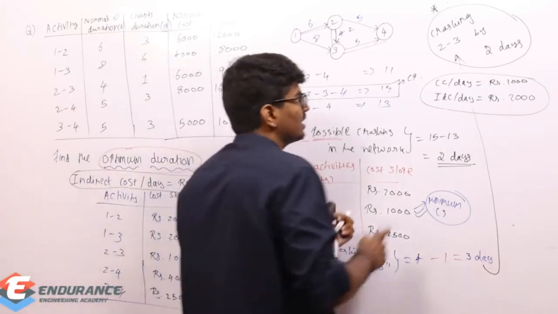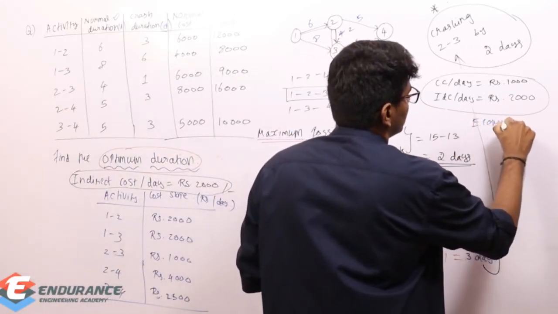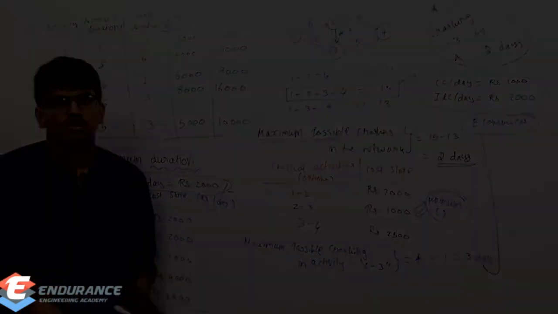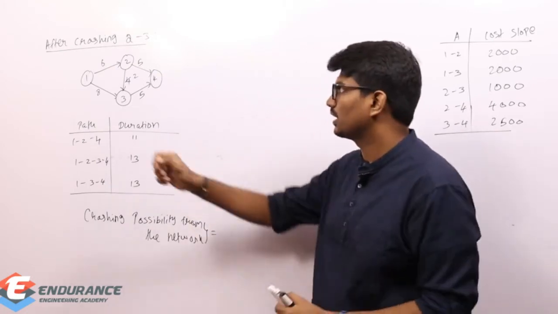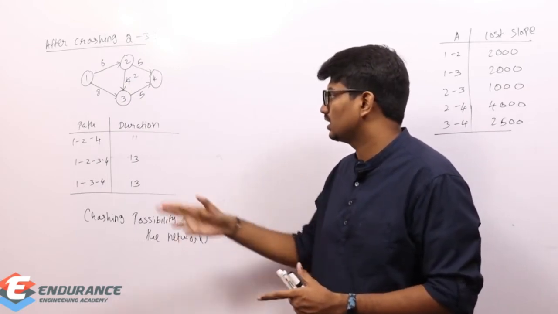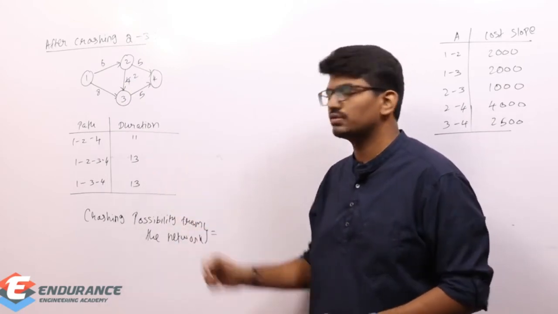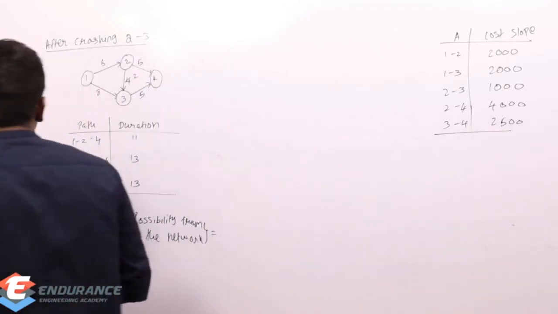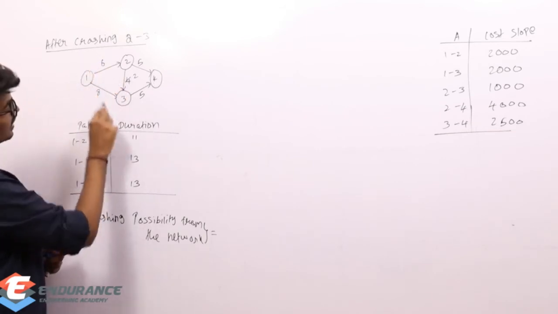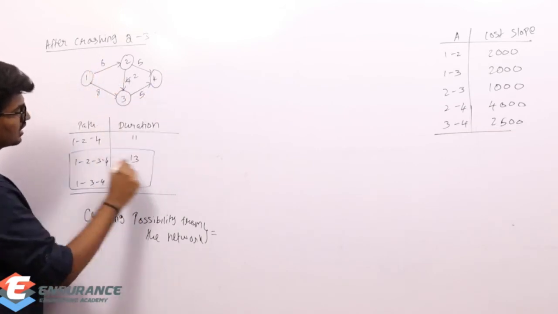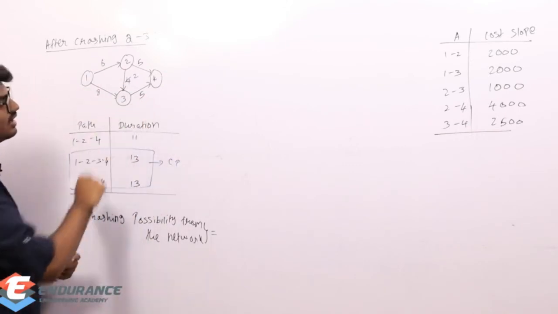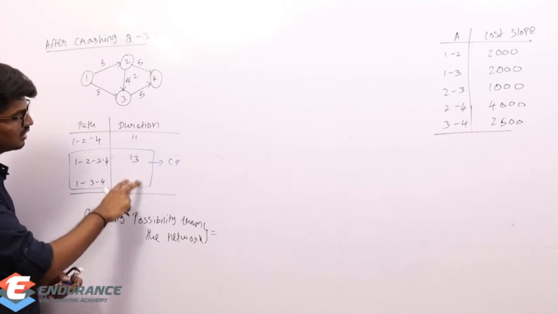If it is economical, crash it and draw the new modified network diagram. Let us do it now. After crashing 2 to 3, it's crashed from 4 to 2. Now 1 2 3 4 is also 13, 1 3 4 also 13, so there are two critical paths now, 1 2 3 4 and 1 3 4. Both are having a total duration of 13, 6 8 13, 8 and 5, it's going to be 13.